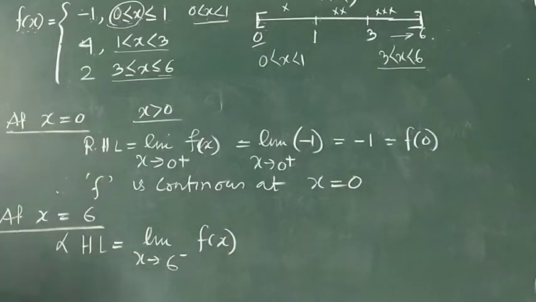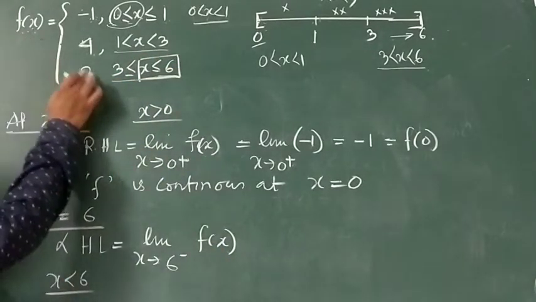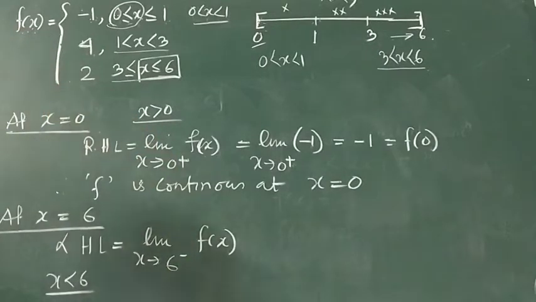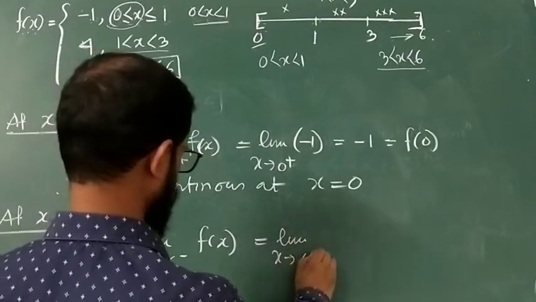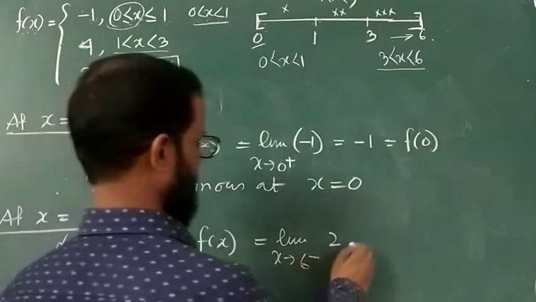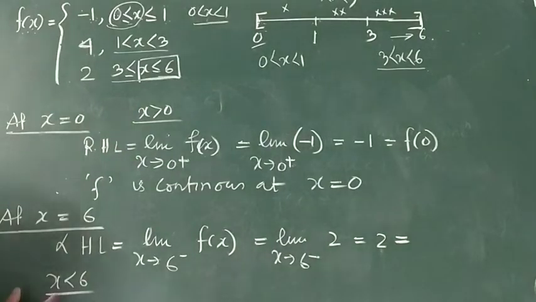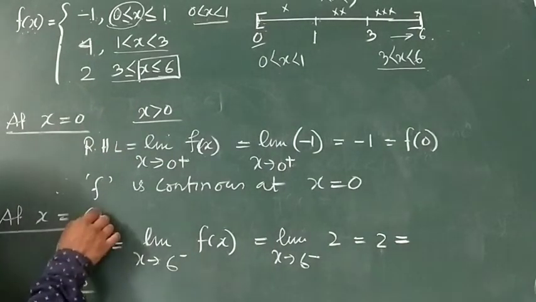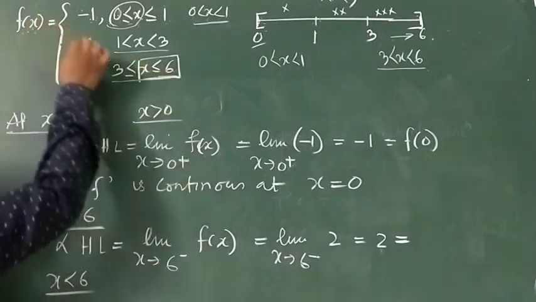Now x tends to 6 minus means x is less than 6, and the condition x less than 6 is included here. So what is the functional value? What will replace the function? It will be replaced by 2. So limit x tends to 6 minus f(x) is equal to what? 2. And we know that the limiting value of a constant is equal to the constant. And for this 2, you have to check that the left hand limit is equal to the functional value. So what is the functional value? f(6). What is f(6)? See, when x equal to 6, f(6) is also equal to 2.